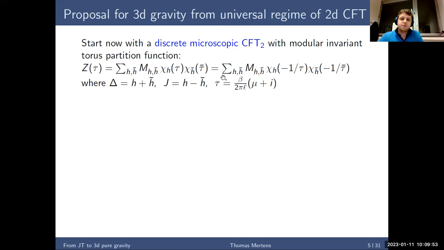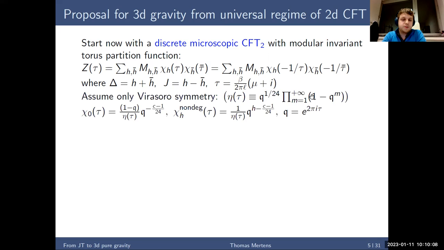And the modular parameter of our torus, tau, will be identified physically with the real part being a chemical potential and the imaginary part being the inverse temperature. And this L here will be the AdS length in the bulk. Now we will assume that this model only has the Virasoro symmetry. So these characters here would just be Virasoro characters. So I'm writing out the characters here for completeness.